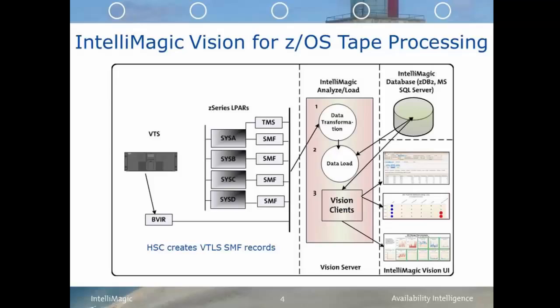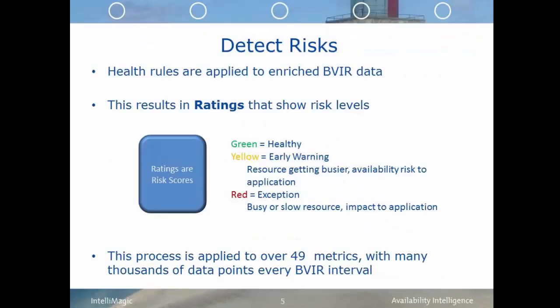On the far right of this chart are examples of three reports provided by Vision: a grid, a dashboard, and a mini chart displaying multiple graphic charts. Concerning predictive analytic capabilities, Vision for z/OS Tape has the ability to detect risks. We apply health rules to BVIR data, and this results in ratings that show risk levels. For further simplification, ratings are grouped into dashboards, with green meaning healthy, yellow meaning early warning, and red meaning exception. This process is applied to over 49 metrics with many thousands of data points across every BVIR interval.